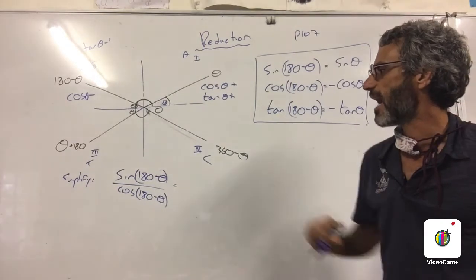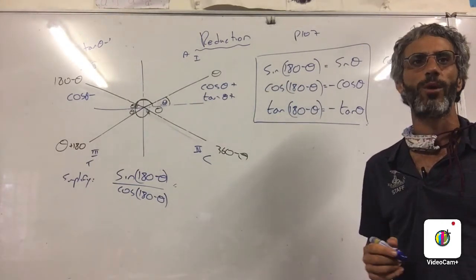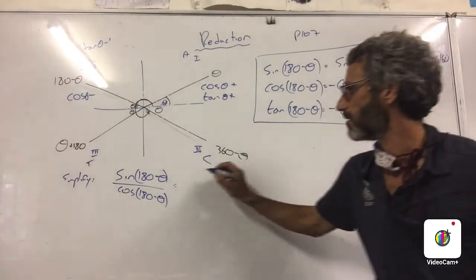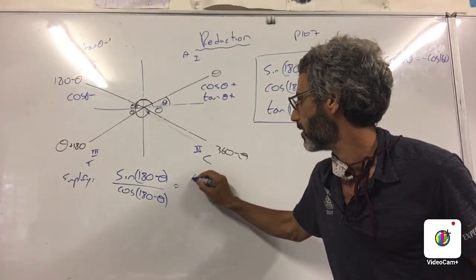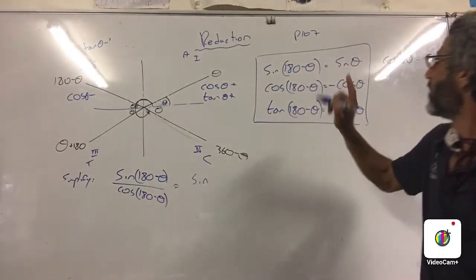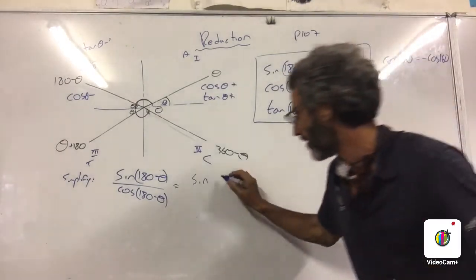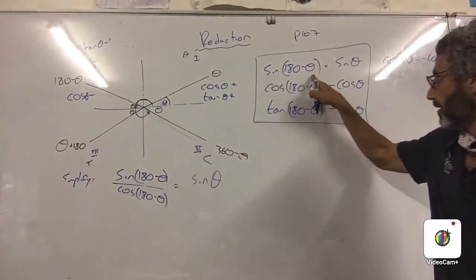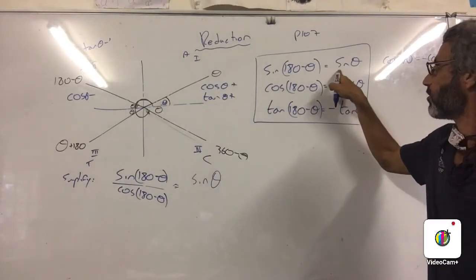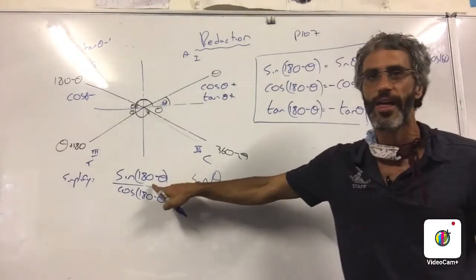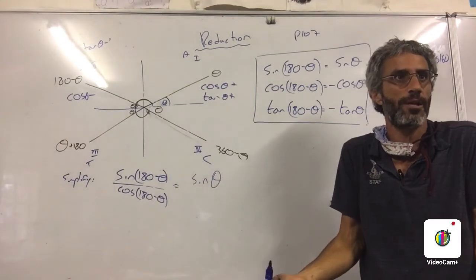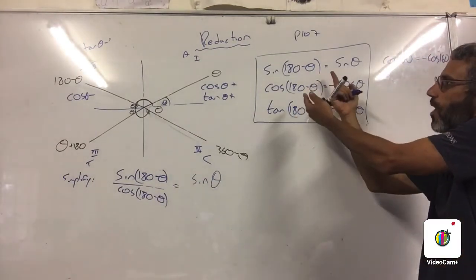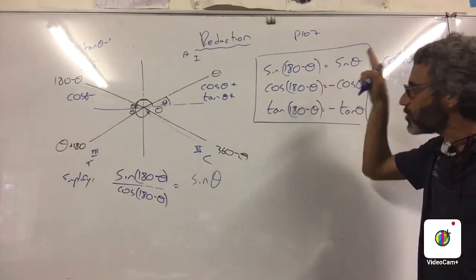Now, instead of sine 180 minus theta, what can we write? According to that formula, sine theta. Don't think about it. Just look here. The answer is that: sine theta. Instead of sine 180 minus theta, the board says write sine theta. Is this simpler than that? Yeah, it's shorter, right? Whether you understand why I got there or not, doesn't matter. You need to remember it.